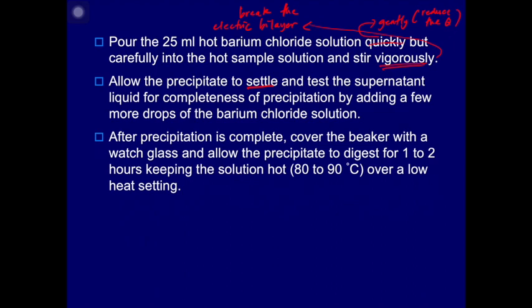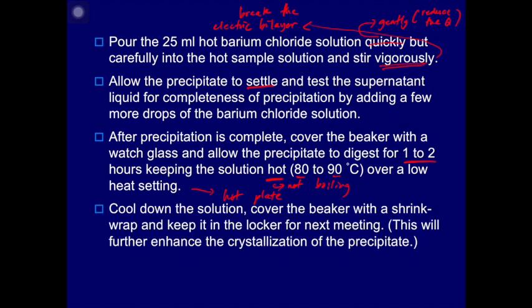watch glass and allow the precipitate to digest for 1 to 2 hours, keeping the solution hot. Take note it's only hot and not boiling, which means 80 to 90 degrees Celsius over a low heat setting. What can we use here? We can use the hot plate because it's very hard to perform digestion using your Bunsen burner.